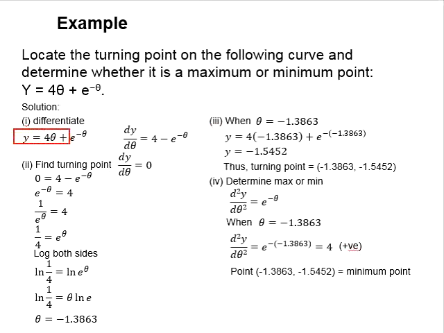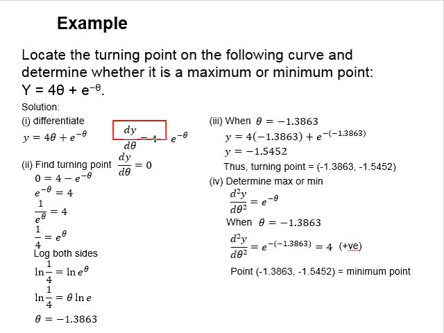Substitute the θ obtained into the y function, and you obtain y equals negative 1.5452. This will be your turning point. Next, you need to determine whether it is a maximum or a minimum point.